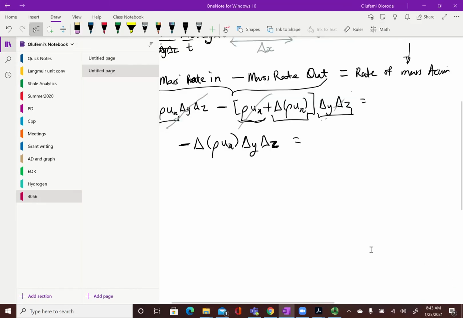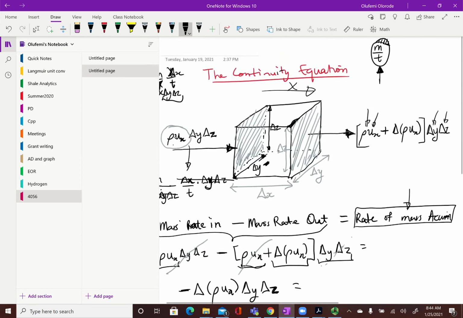Now we turn our attention to the rate of mass accumulation. And again, the unit for everything here will be mass per time, right? Like we looked at, this was mass per time. We need mass per time for rate of mass accumulation. And we know the density of the fluid, right, is rho. So that's the density of the fluid. And what's density? Mass per unit volume.